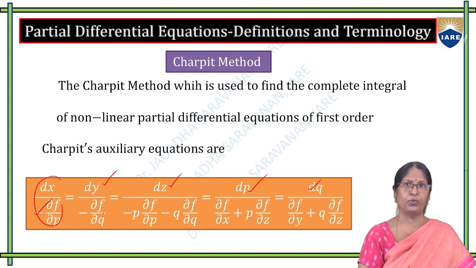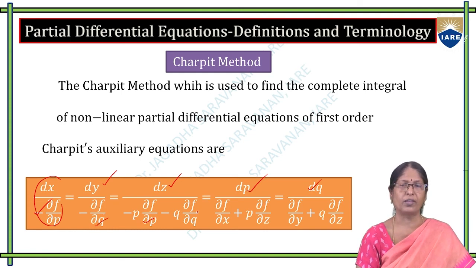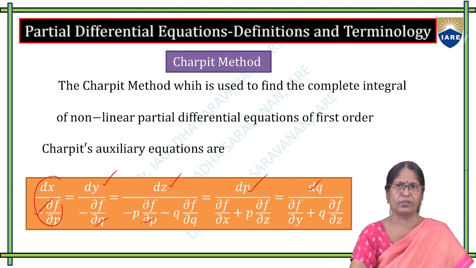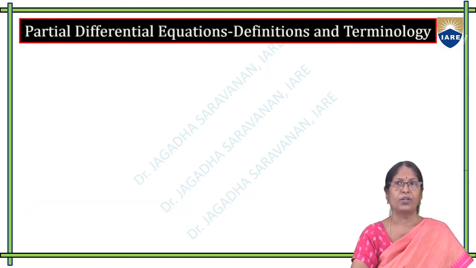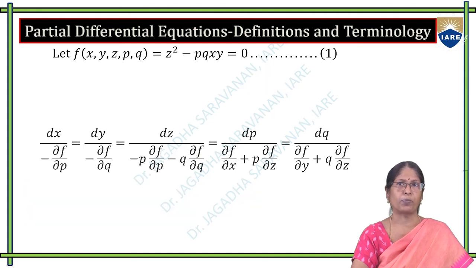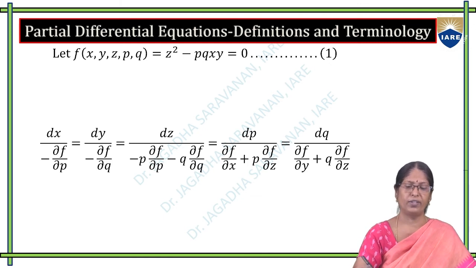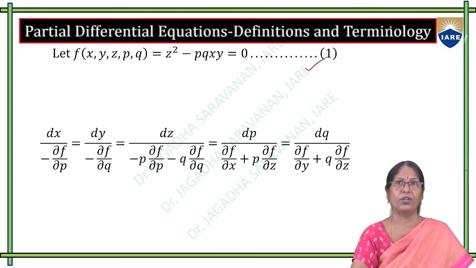We will substitute these values in their respective places. We can take any members which are easy to integrate, and we will find the value of p and q. After finding the value of p and q, we will substitute in dz equal to p dx plus q dy, which is equal to dz. We can see here a small example which is given.